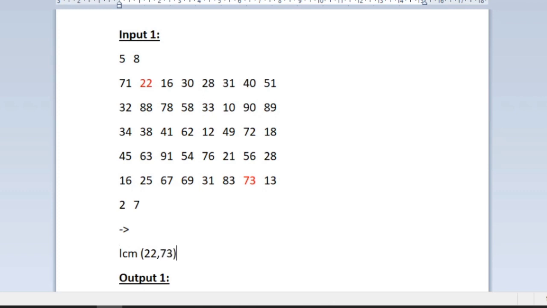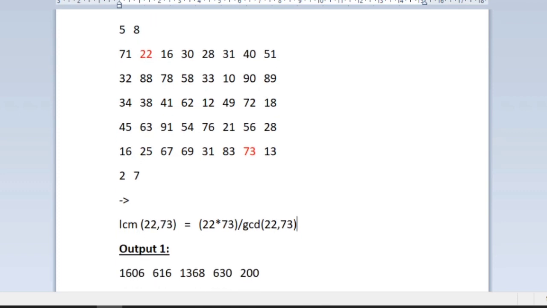In order to find the LCM of two numbers, we have a formula: a into b divided by GCD of a and b. Here the value of a is equal to 22 and b is equal to 73. Let us apply the values into this formula. First a into b, so 22 into 73 divided by GCD of 22 and 73. First we have to find the GCD of the two integers 22 and 73. The GCD of the two numbers 22 and 73 is 1.